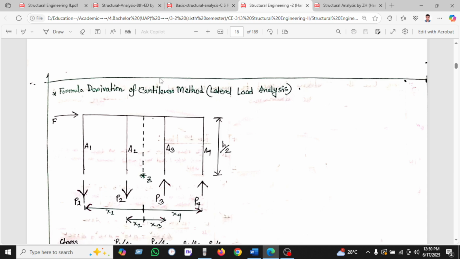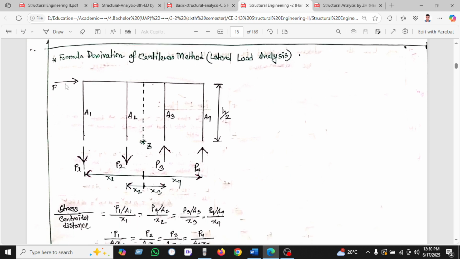We can see a picture, the formula derivation of the cantilever method of lateral analysis. You can see a lateral load is applied on the left side at the top of the structure, the height is given as h by 2, and the sections are given as A1, A2, A3 and A4. We have taken the CG, which is the center of gravity, at the point Z.